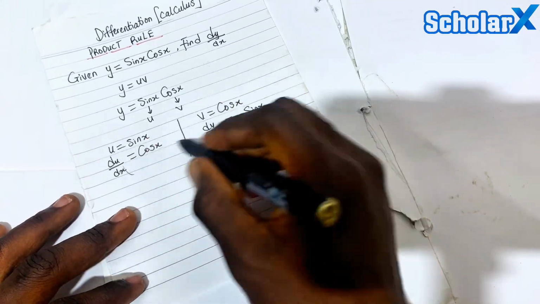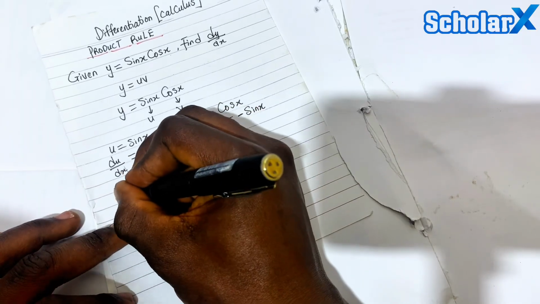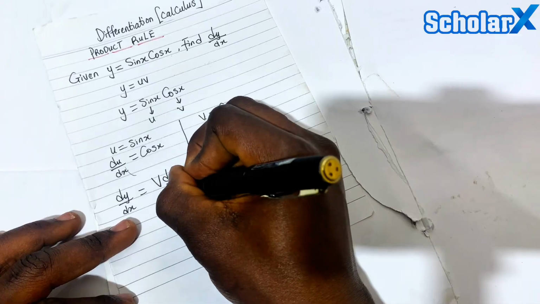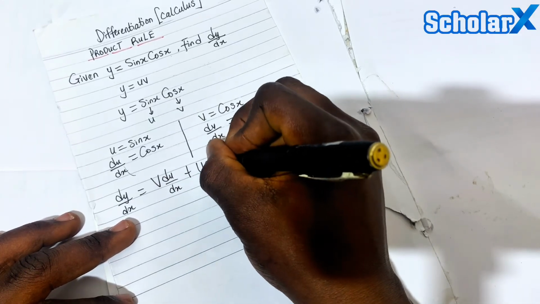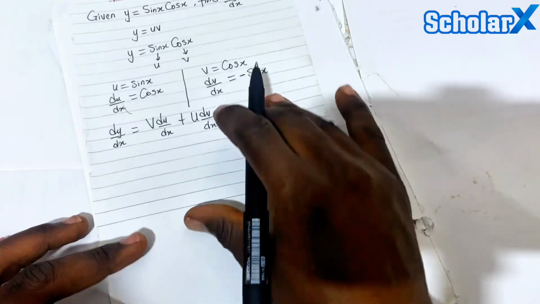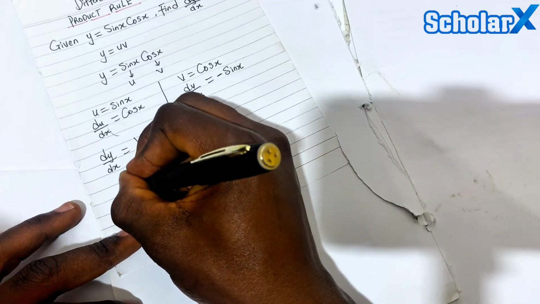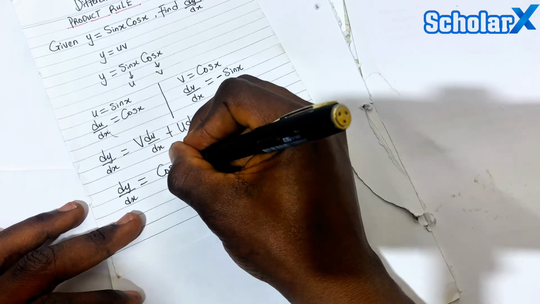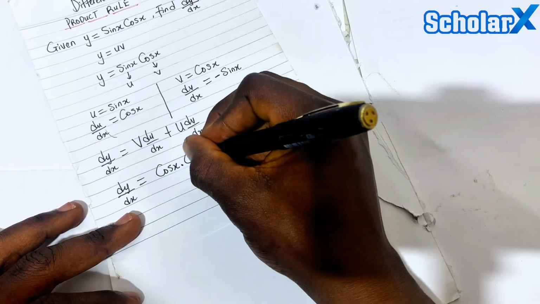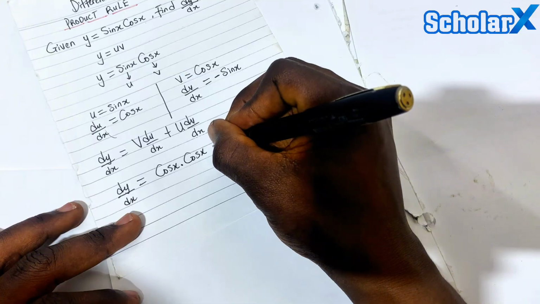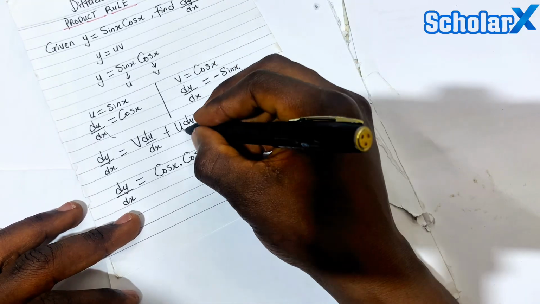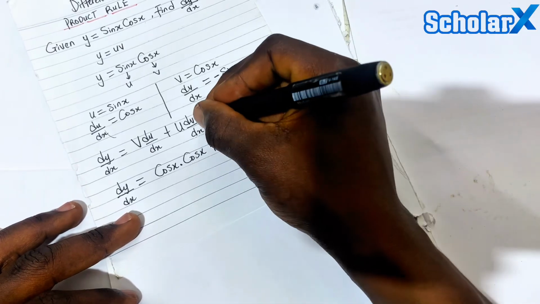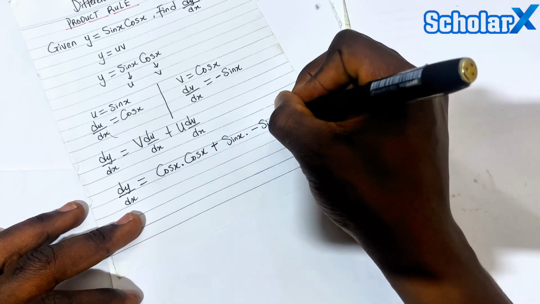So now, putting this into the formula, don't forget the product rule formula says v du/dx plus u dv/dx. So it becomes dy/dx is equal to v. What is v? Cos x, multiplied by du/dx, still cos x. Now, plus our u here, sin x, multiplied by what is our dv/dx here? Minus sin x.